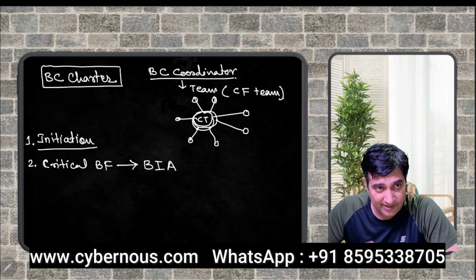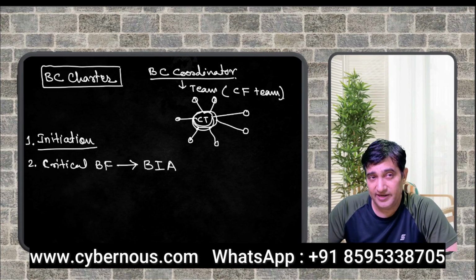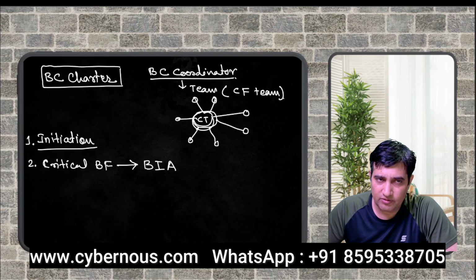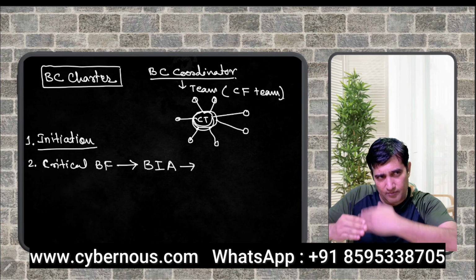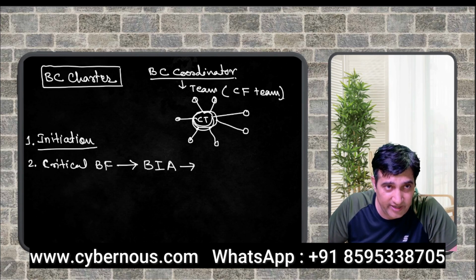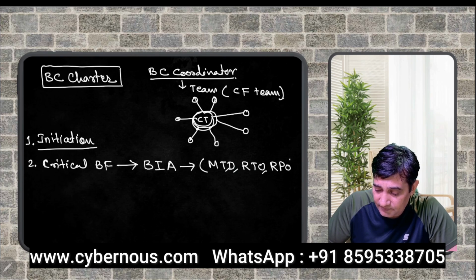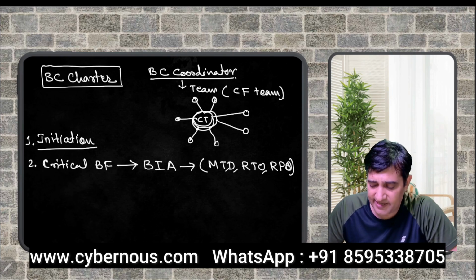In this, we identify the critical business functions in each line of business, and then the very next important thing is, let's say somebody says it is critical, then how critical is it? What if this particular service is not available? Then what is the loss to the business? And while you are talking about these things, you also get a few very important parameters, which are MTD, RTO, and RPO. Understanding these terms is very, very important for the CISSP exam.